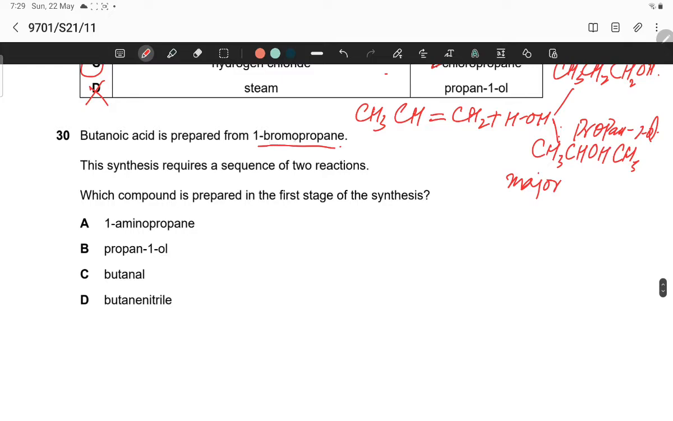Butanoic acid is prepared from 1-bromopropane. This synthesis requires a sequence of two reactions. Which compound is prepared in the first stage of the synthesis? 1-bromopropane is CH3 CH2 CH2Br. The synthesis requires a sequence of two reactions. Which compound is prepared in the first stage? In the first stage, butanoic acid is formed.